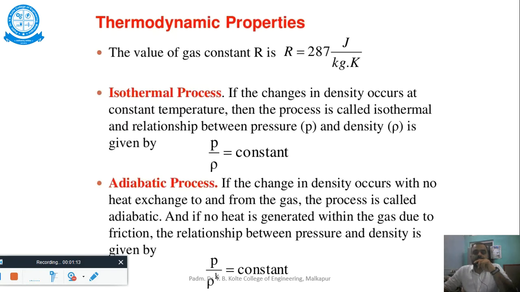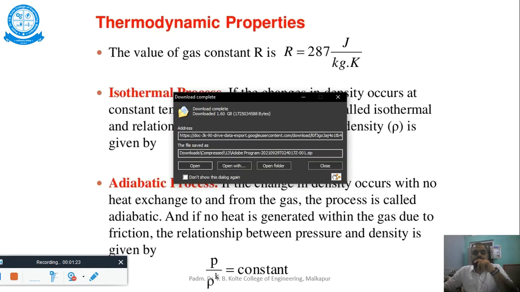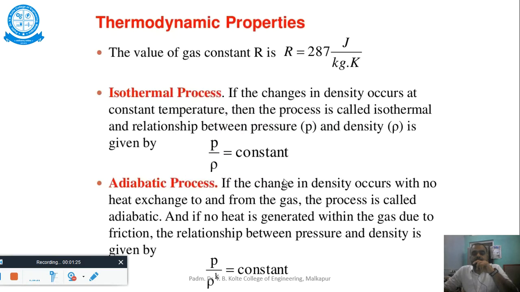Then there are some processes such as the isothermal process and the adiabatic process. So what is meant by isothermal process? If the changes in the density occur at constant temperature, then the process is called an isothermal process, and the relationship between pressure and density is given by P by rho = constant.